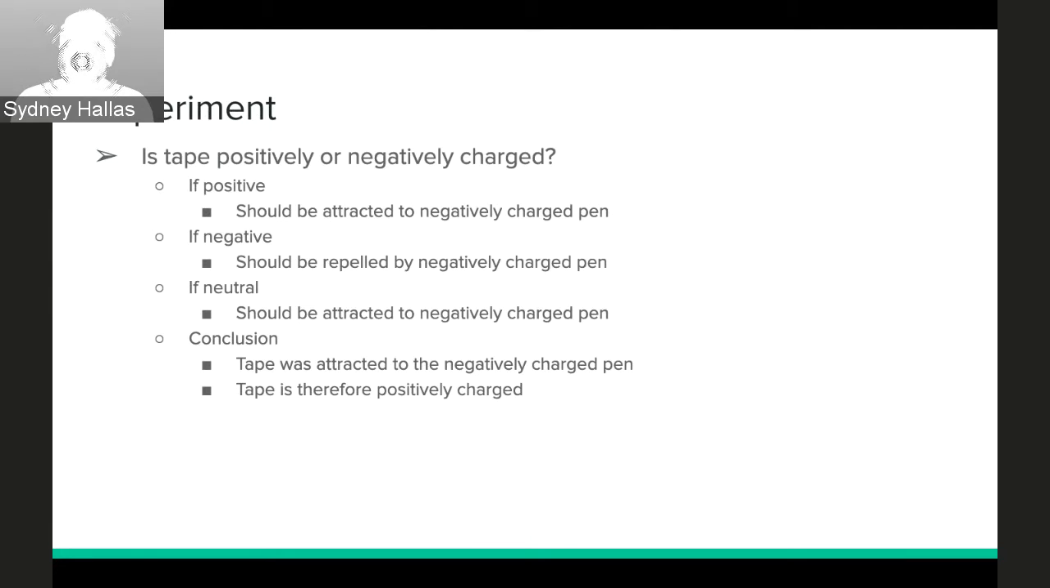Is the tape positively or negatively charged? If it's positive, it should be attracted to a negatively charged pen. If it's negative, it should be repelled by the pen, and if it's neutral, it should be attracted to the negatively charged pen. In conclusion, the tape was attracted to the negatively charged pen, and because the two pieces of tape previously repelled each other, it can be determined that they both have charge, therefore the tape is positively charged.